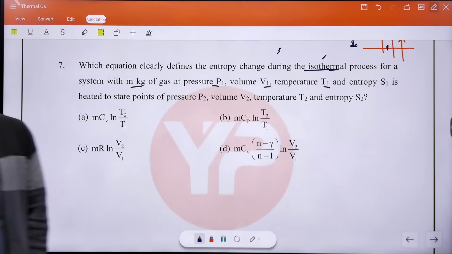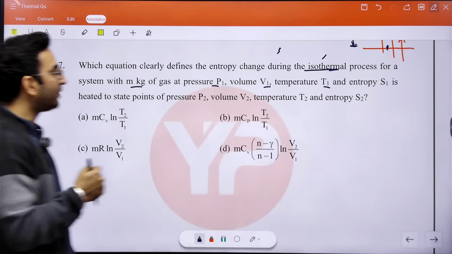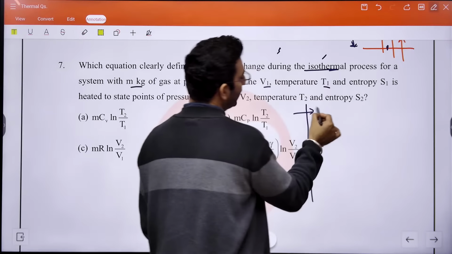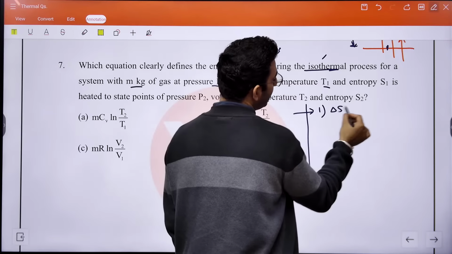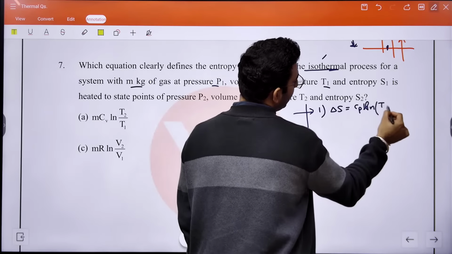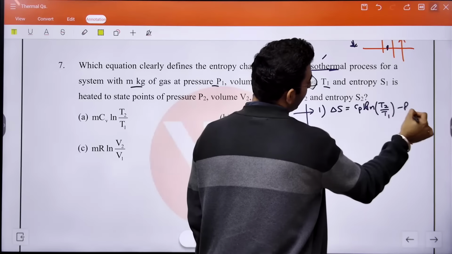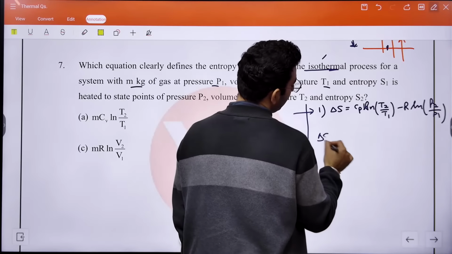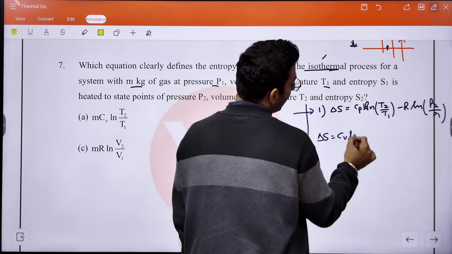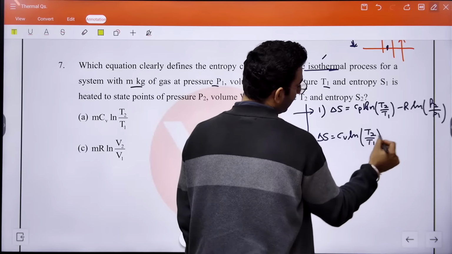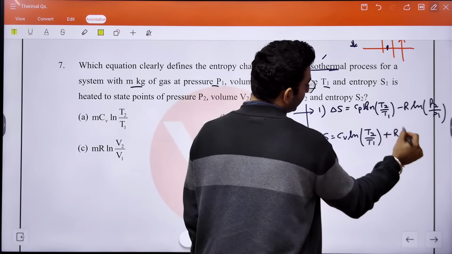C. Okay. So first of all, you have to understand that when we are talking about the entropy change of a gas, we have different relations here. The first relation is written as Cp ln of T2 by T1 minus R ln of P2 by P1. Either you can calculate the value of the entropy change with this relation also.